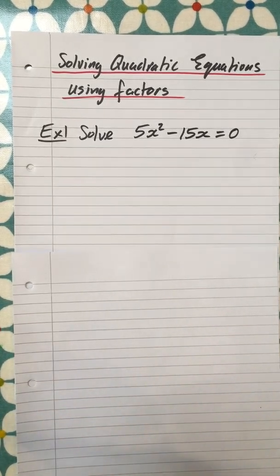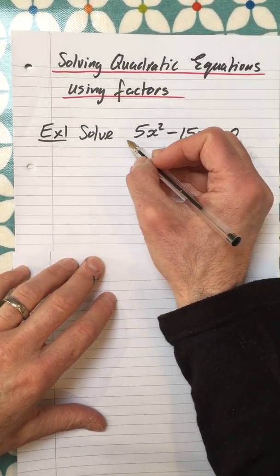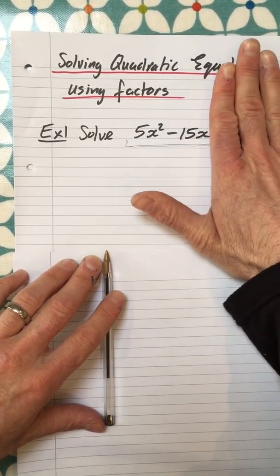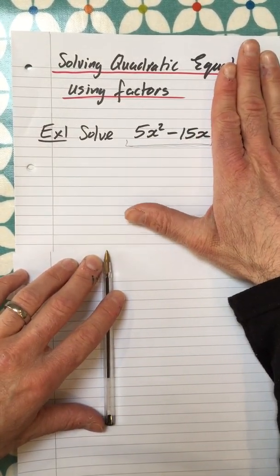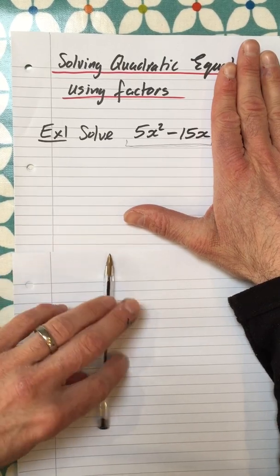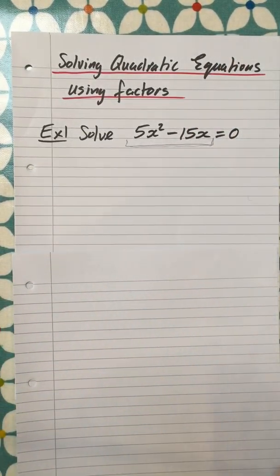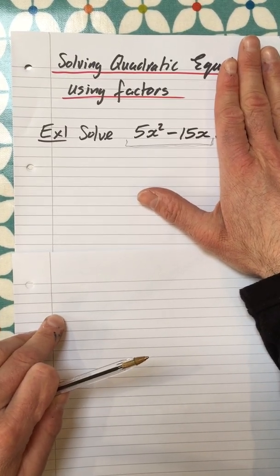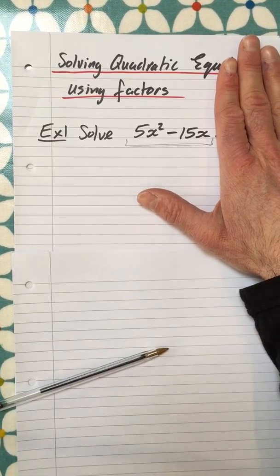Now to use factors, what we do is we look at the left-hand side here, and you can cover the equal 0 for a second and ask yourself, what type of quadratic is this? Is it a HCF? Is it a difference of two squares? Or is it a trinomial? Well, it can't be a trinomial because it doesn't have three terms.